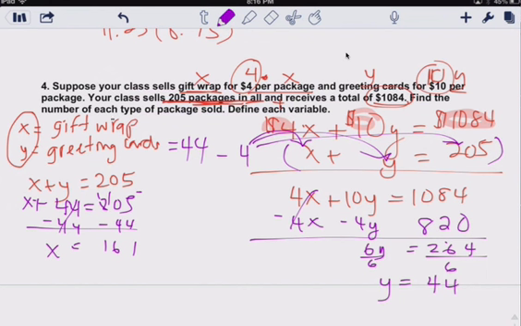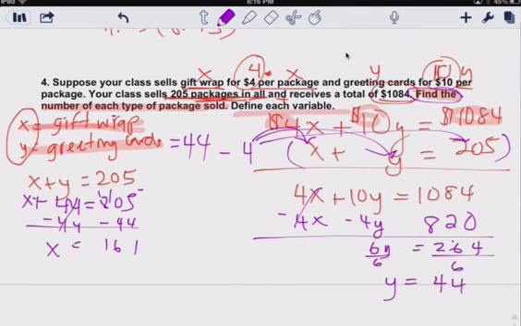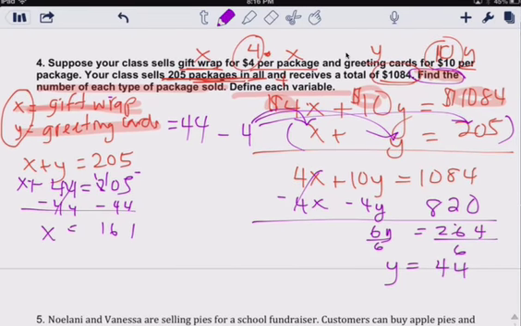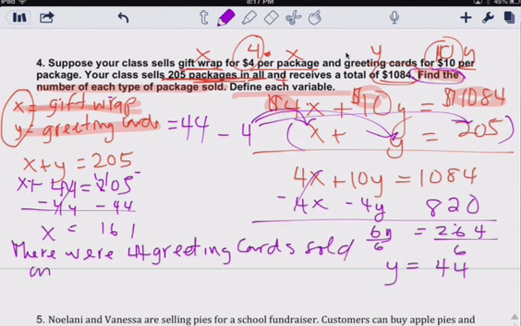So find the number of each type of package sold. Right here, find the number of each package sold. And we define the variable right there. That's defining the variable. So there were 44 greeting cards sold, and 161 gift wrap sold.